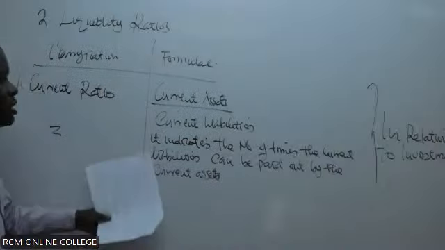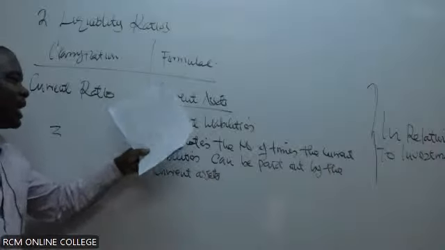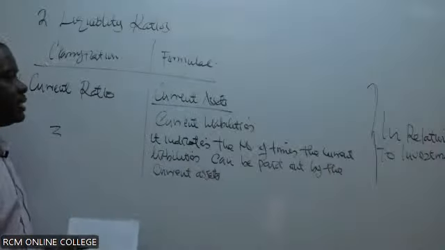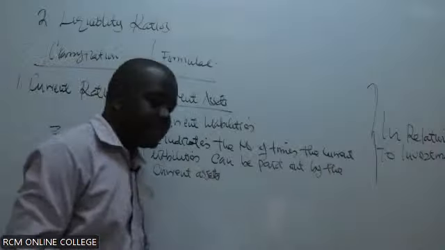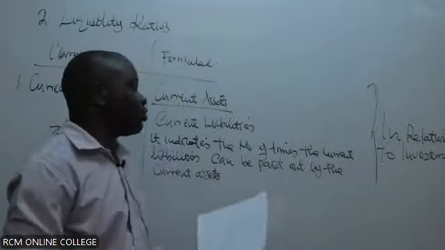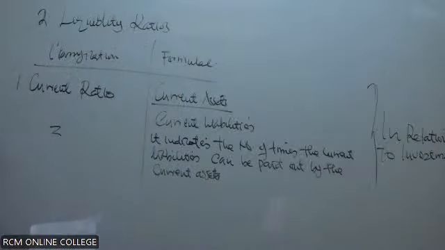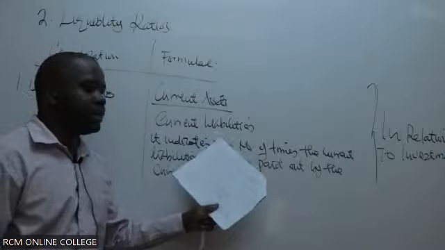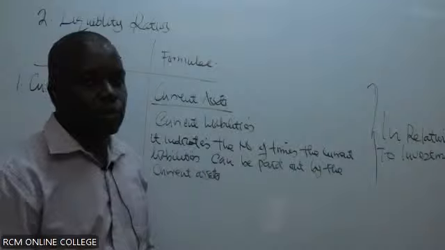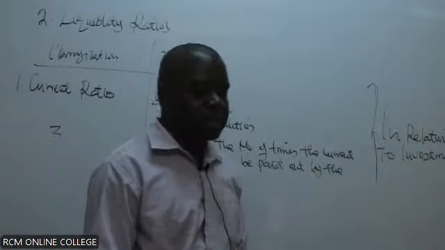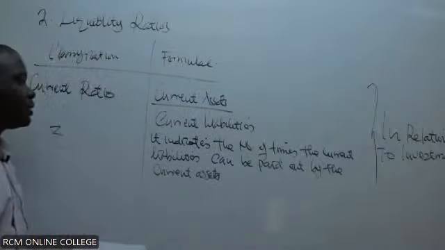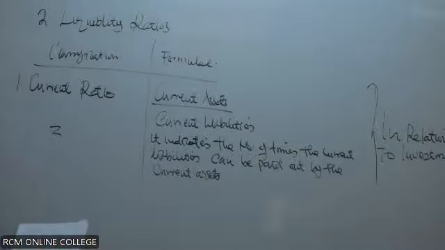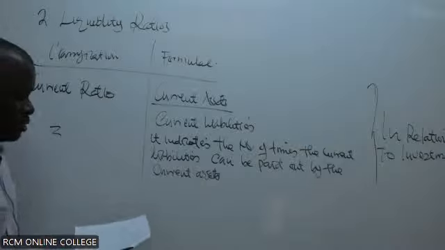So how many times can your current assets cover your current liabilities? The most recommended or ideal ratio is normally 2 to 1. So if you're operating between 2 to 1, then that is okay. If your current assets are double your current liabilities, then that is quite okay. So 2 to 1 is the most ideal ratio you should be able to operate within, so that you can be able to cover your current liabilities.